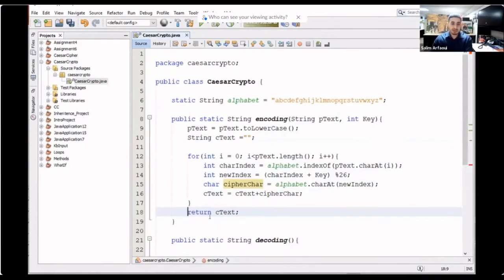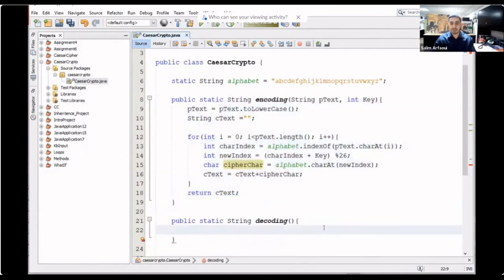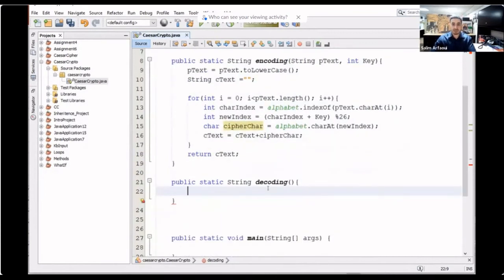Okay, so now I finished my encoding. Let's do the decoding. Decoding is similar to encoding, except that we're going to reverse, instead of generating ciphertext, we generate plaintext. So the ingredients here will be the string ctext, the ciphertext, and also the key, because this is symmetric key crypto, so we need a key.